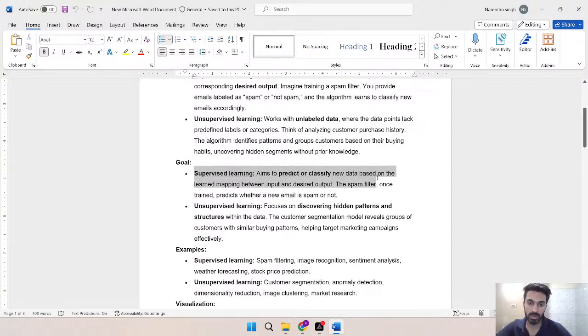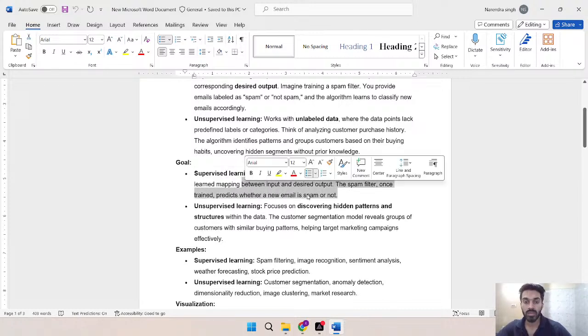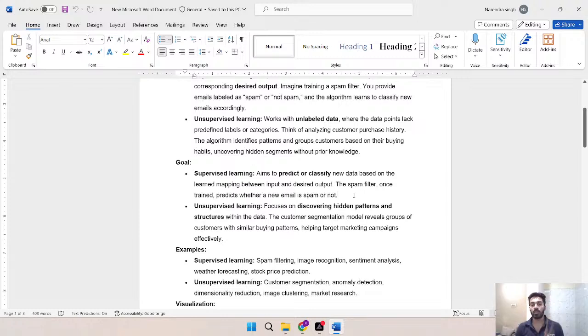Supervised learning aims to predict or classify new data based on the learned mapping. Okay, so like you have created a model that will detect whether an email is spam or ham. If you give a new data point, then the model you have already trained will predict whether this is spam or not spam. If you have labeled data, it will come under the supervised machine learning algorithms.